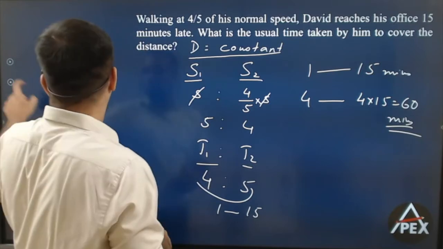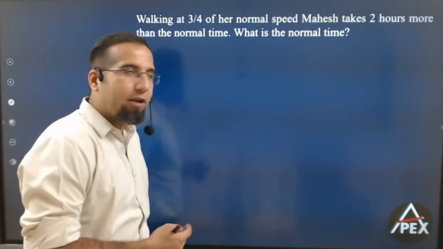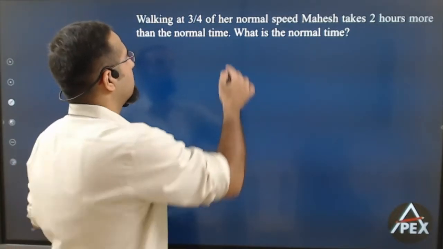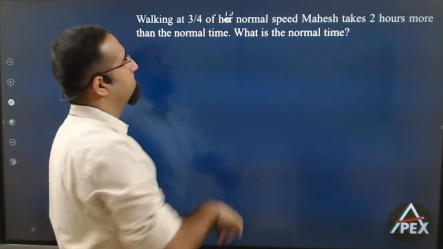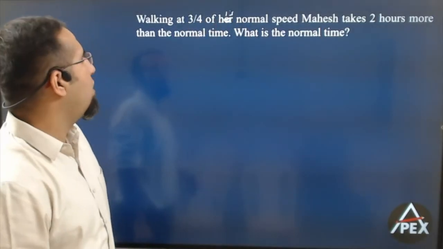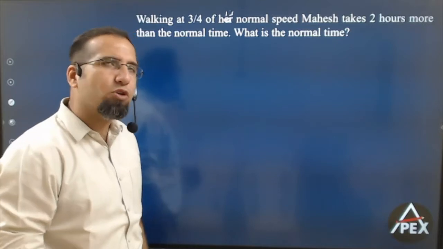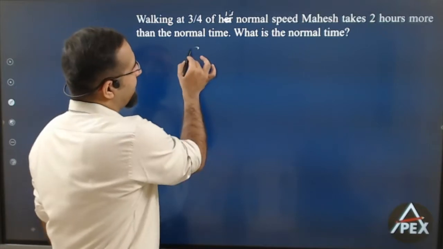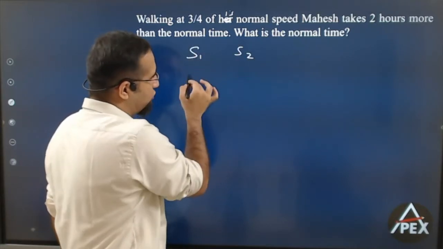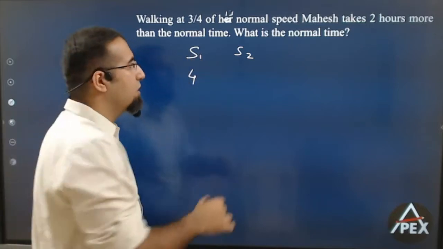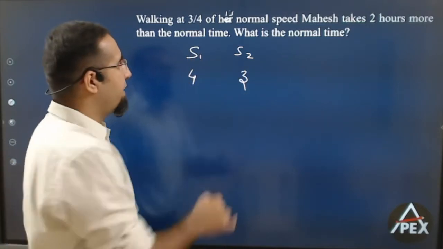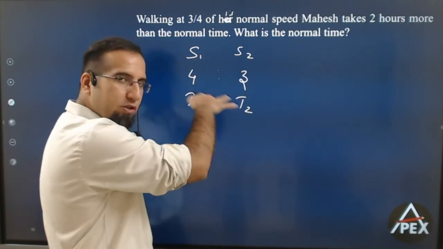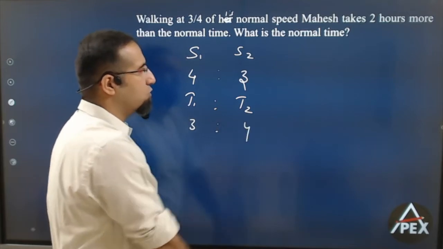Clear? Now let's look at one more question here. Let's try to apply proportionality here. Walking at 3/4 of his normal speed, Mahesh takes 2 hours more than the normal time. Let's use proportionality. 3/4 means his new speed is slower. So I can directly write that S1 is to S2: I give a larger number to his usual speed, as his new speed is slower. If S1 is to S2 is 4 is to 3, then T1 is to T2, being inversely proportional, becomes 3 is to 4.